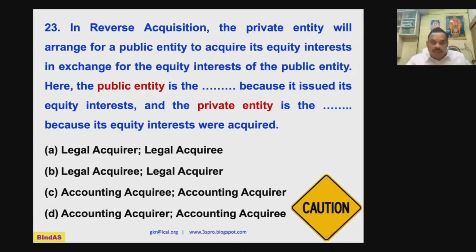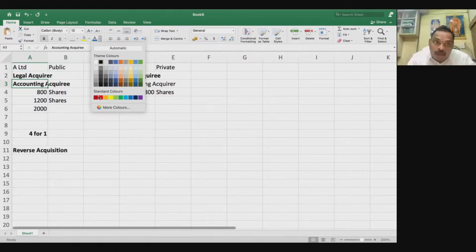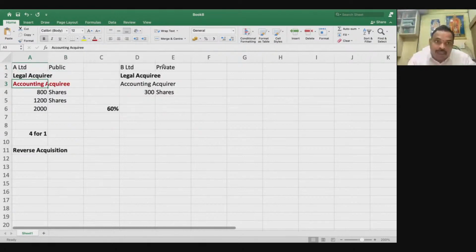Good. Now, I want to make one more point here. Now, look at this example. Public company is the legal acquirer. Public company is also the accounting acquiree. Wow. And the private company is also the accounting acquirer.